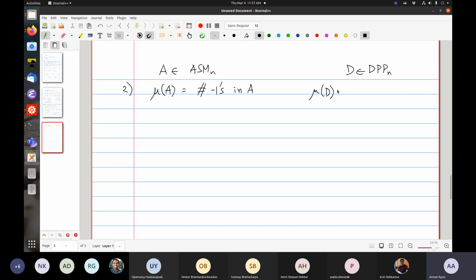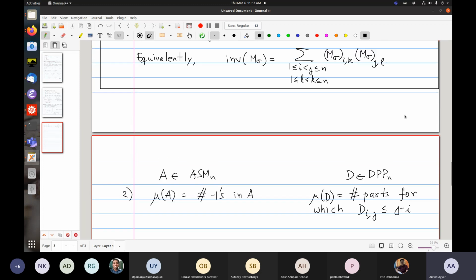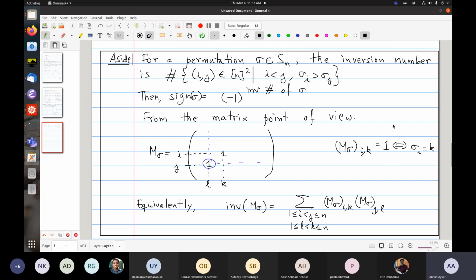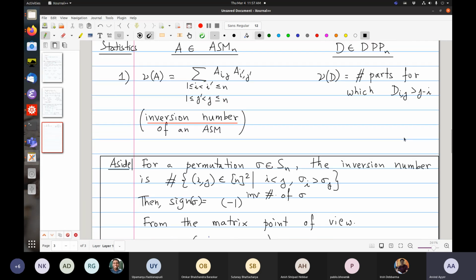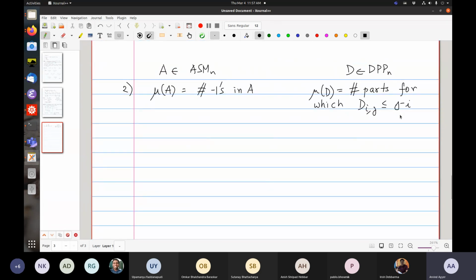Mu of D will be again the number of parts for which the opposite inequality holds: Dij is less than or equal to j minus i. So here, this was Dij greater than j minus i, and this is less than or equal to.